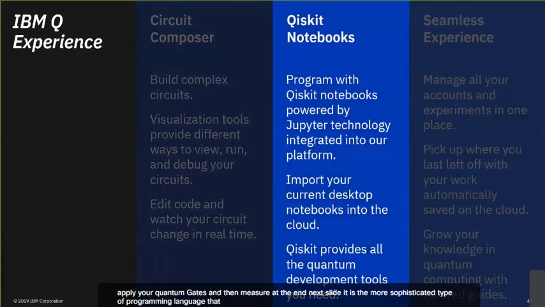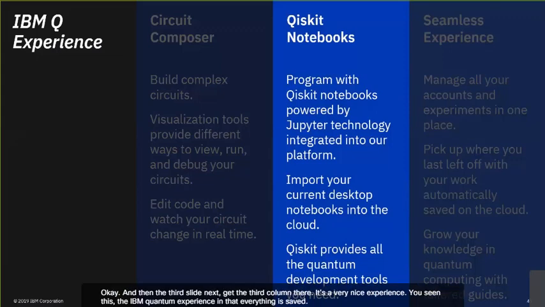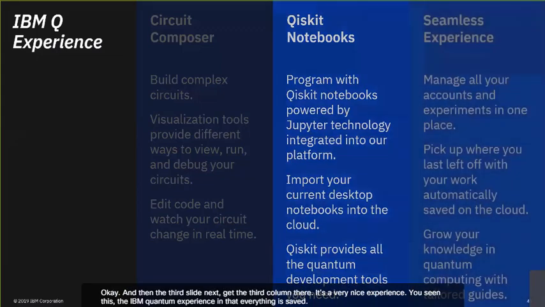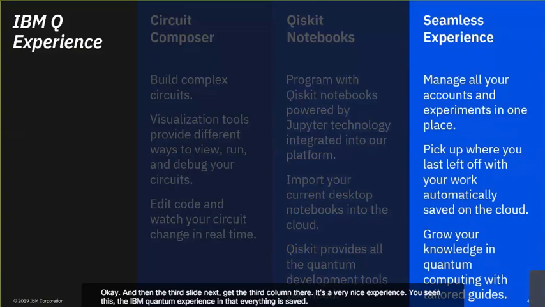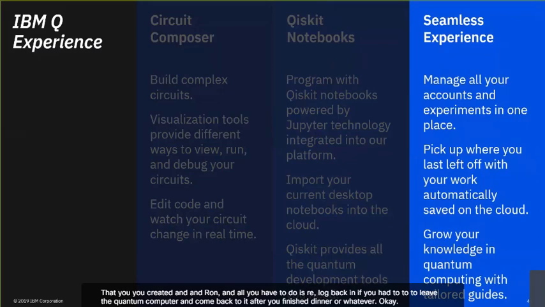Okay, there's Qiskit, which is the more sophisticated type of programming language that researchers will write code in. Actually, you can create and run your code off of Jupyter notebooks. Okay, and then the third, next, get the third column there. It's a very nice experience using the IBM Quantum Experience, in that everything you created and ran is saved, and all you have to do is log back in if you had to leave the quantum computer and come back to it after you finish dinner or whatever.